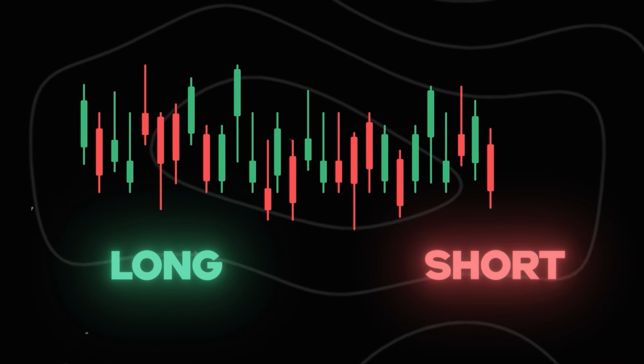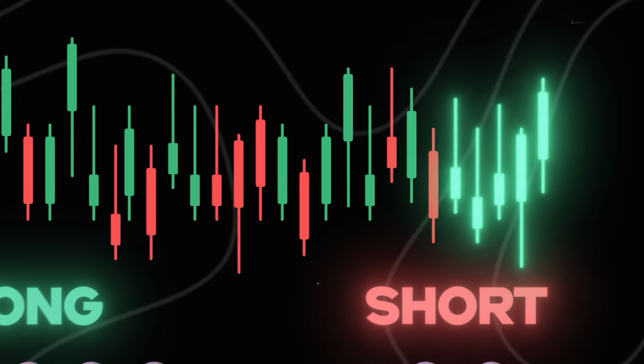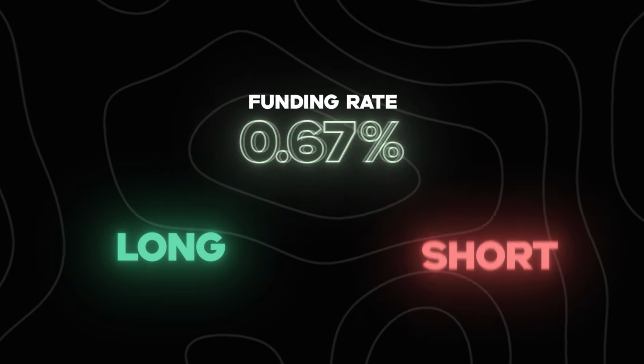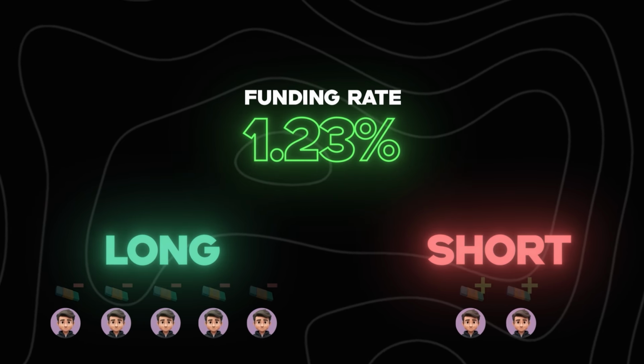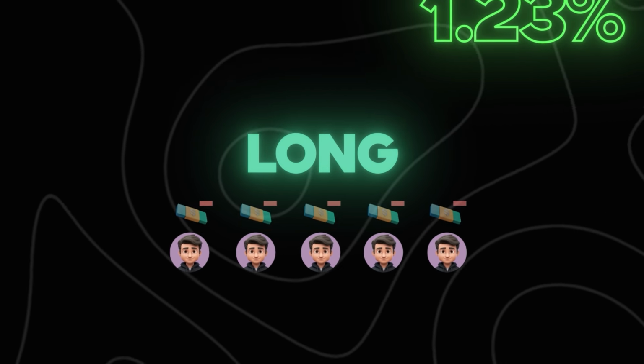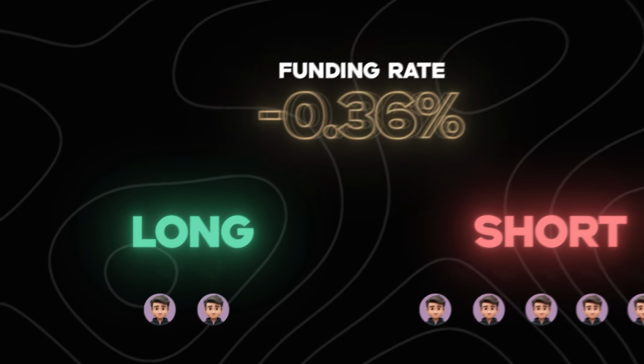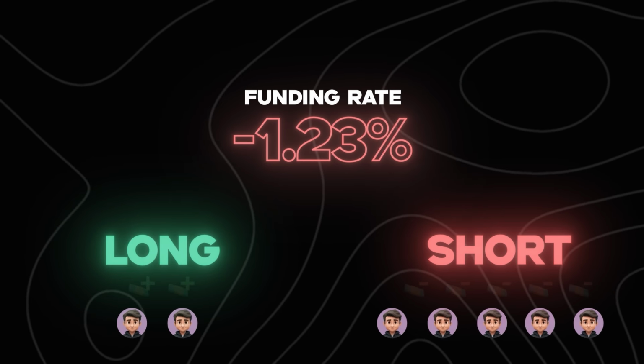Imagine that too many people are in longs. The contract price is overheated. What does the exchange do? It calculates funding so that long traders start paying short traders, making it less profitable to hold long positions. And vice versa. If the market is overcrowded with shorts, shorts pay longs. This way, the market balances itself.